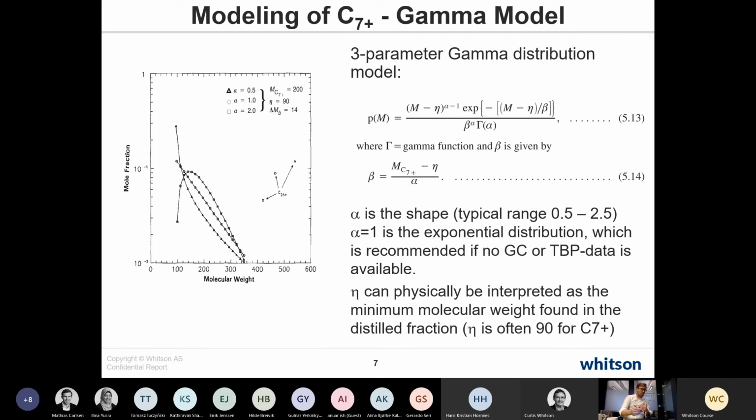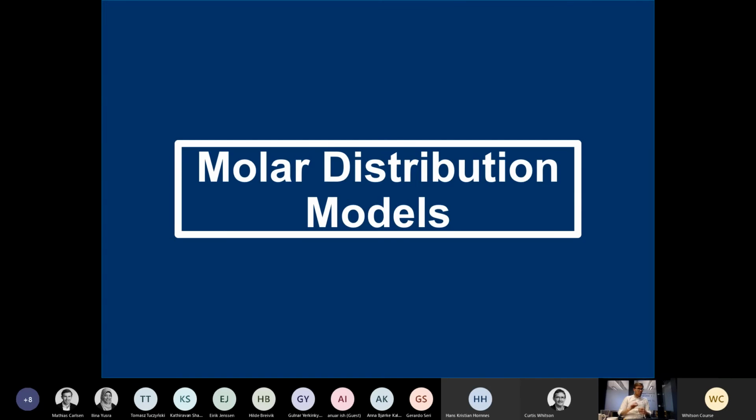The bound that I just introduced can be physically thought of as the minimum molecular weight that can be found in the distilled fraction of C7 plus. And that number is typically 90 or close to 90 in general. Okay, so on that note, I'll just give the word to Bilal.